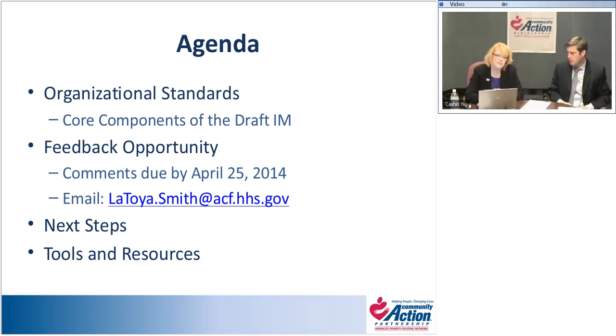When you're looking at these documents, they do really go together in terms of how the network will be reading these materials. We definitely want to encourage the network to embrace this feedback opportunity. We'll talk a bit more about that. Comments are due by April 25th to Latoya Smith at HHS at OCS, so we encourage you to read the document, provide feedback directly to OCS. We'll talk a little bit about some next steps as well, and then we want to talk a little bit about tools and resources to help the network move the needle here toward full implementation.